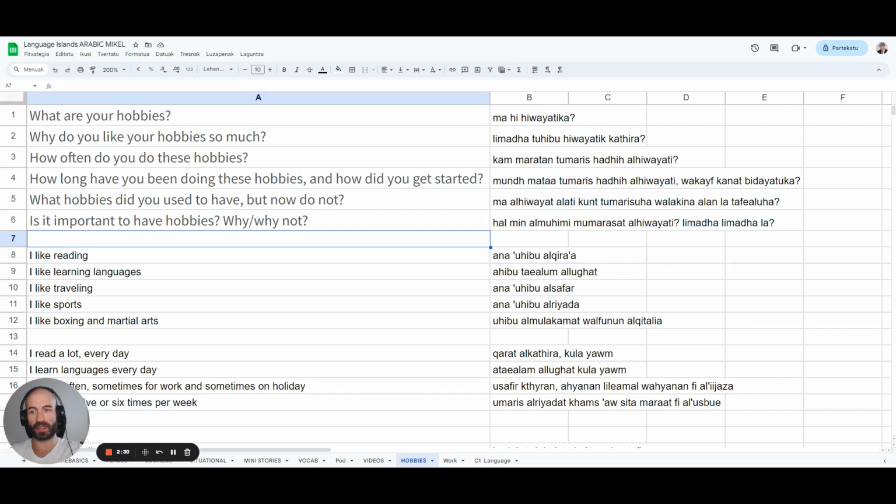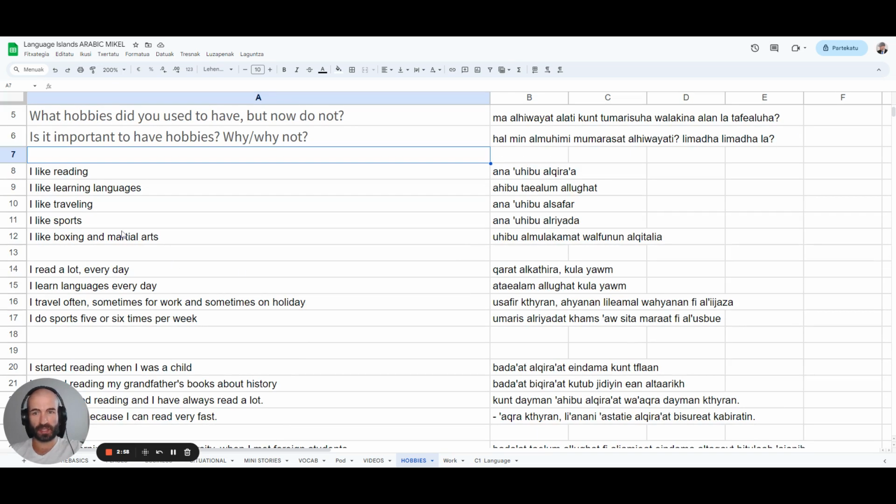So, for example, I didn't start learning languages and boxing in the same time period. Those were different times of my life when I started doing them, and I do them for different reasons as well. I do both still, and these are my answers, right? So these are the questions that you'll receive, and this is the exercise already done. So I'll show you what exactly I did everywhere.